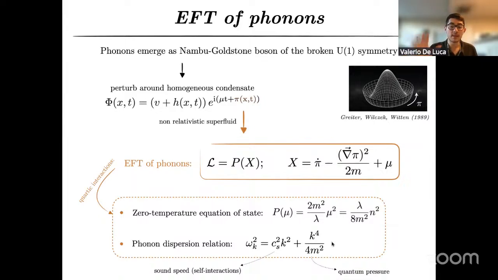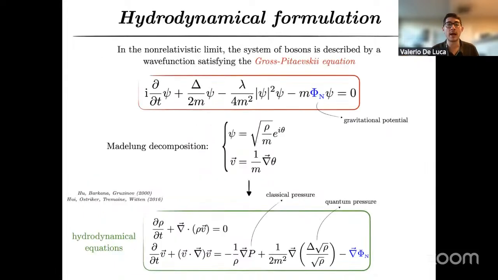Now, let me stress that this kind of picture can also be understood through a hydrodynamical formulation. So in particular, in this limit, a system of bosons can be described through a wave function psi that satisfies the Gross-Pitaevskii equation shown in this red box, where now, aside from the quartic coupling, I also added a gravitational interaction to some external potential phi n, for the relevance of galaxies and so on.